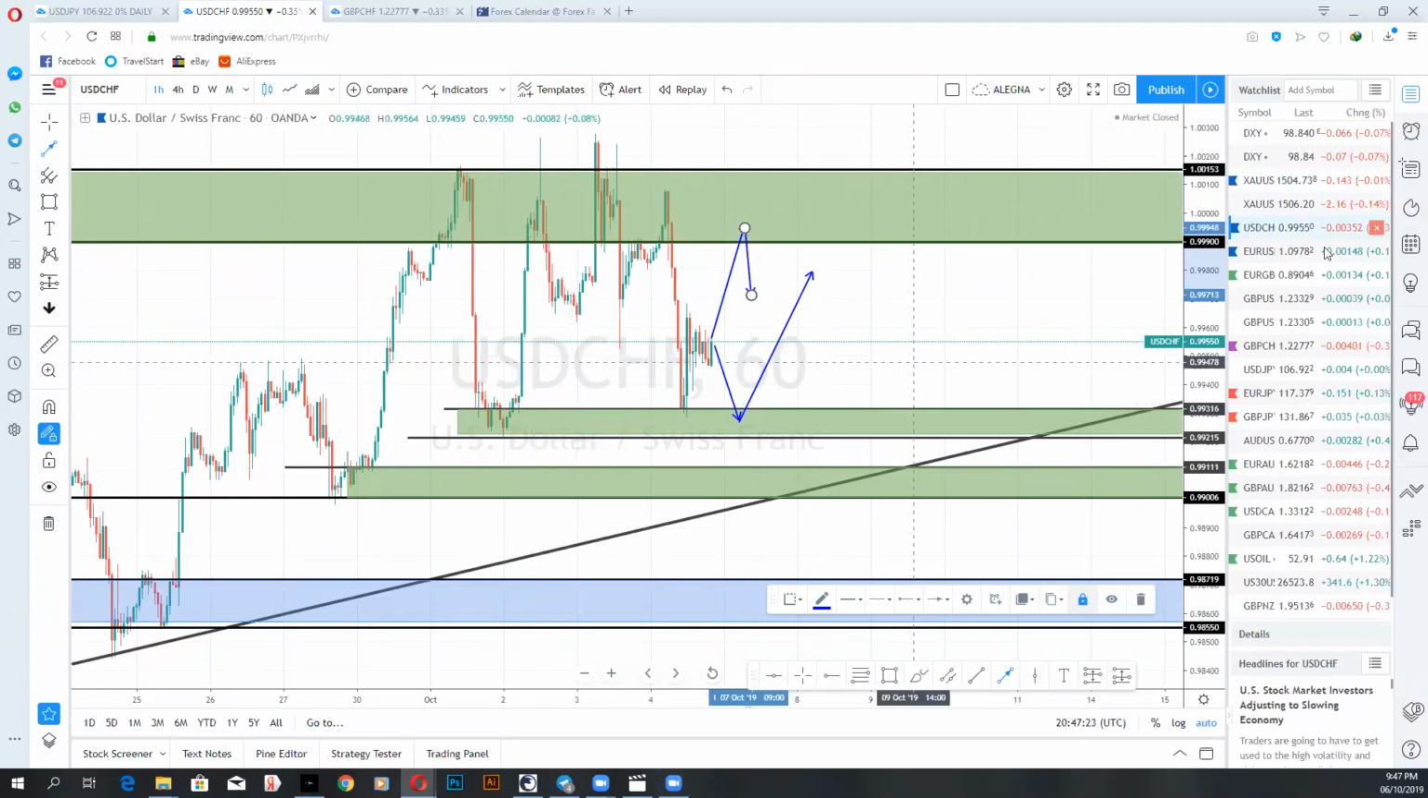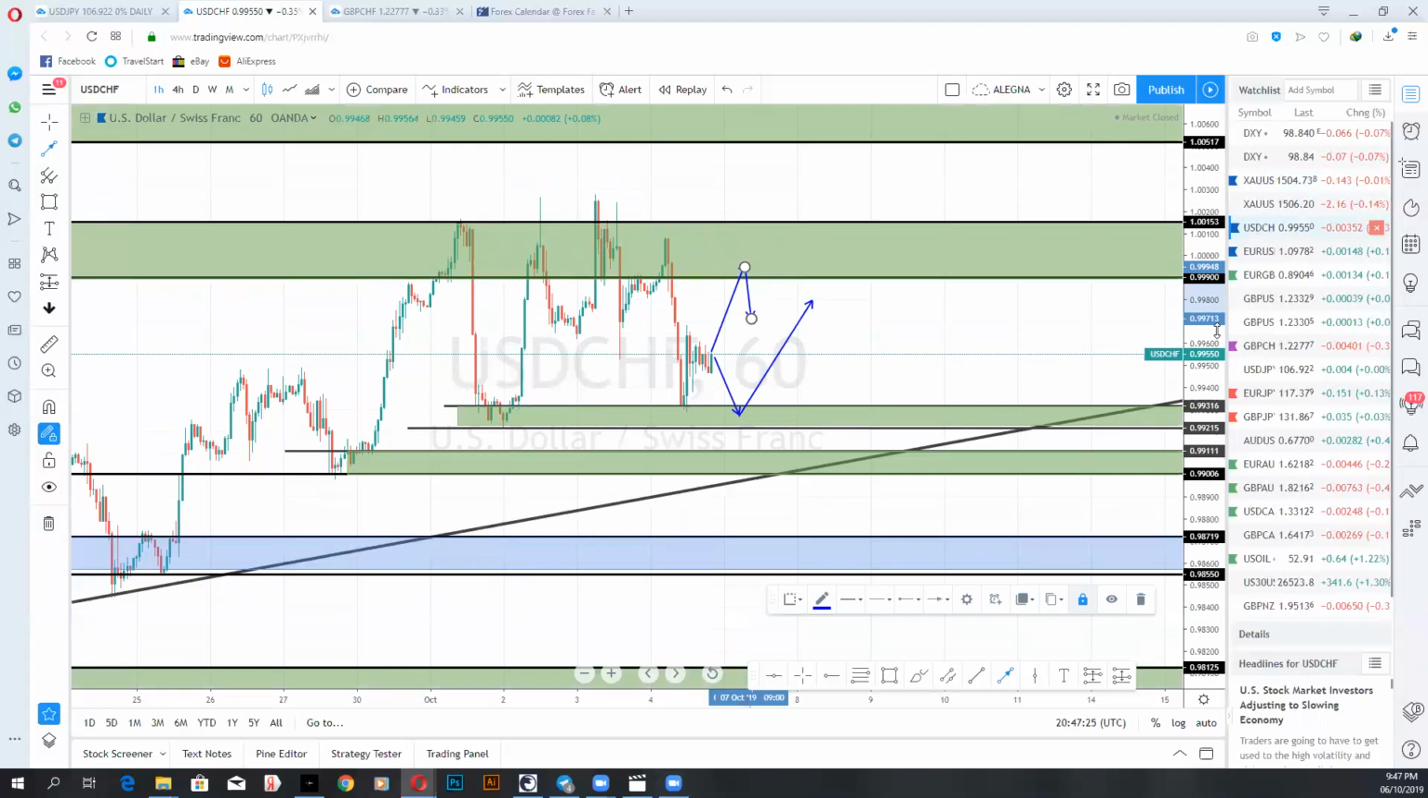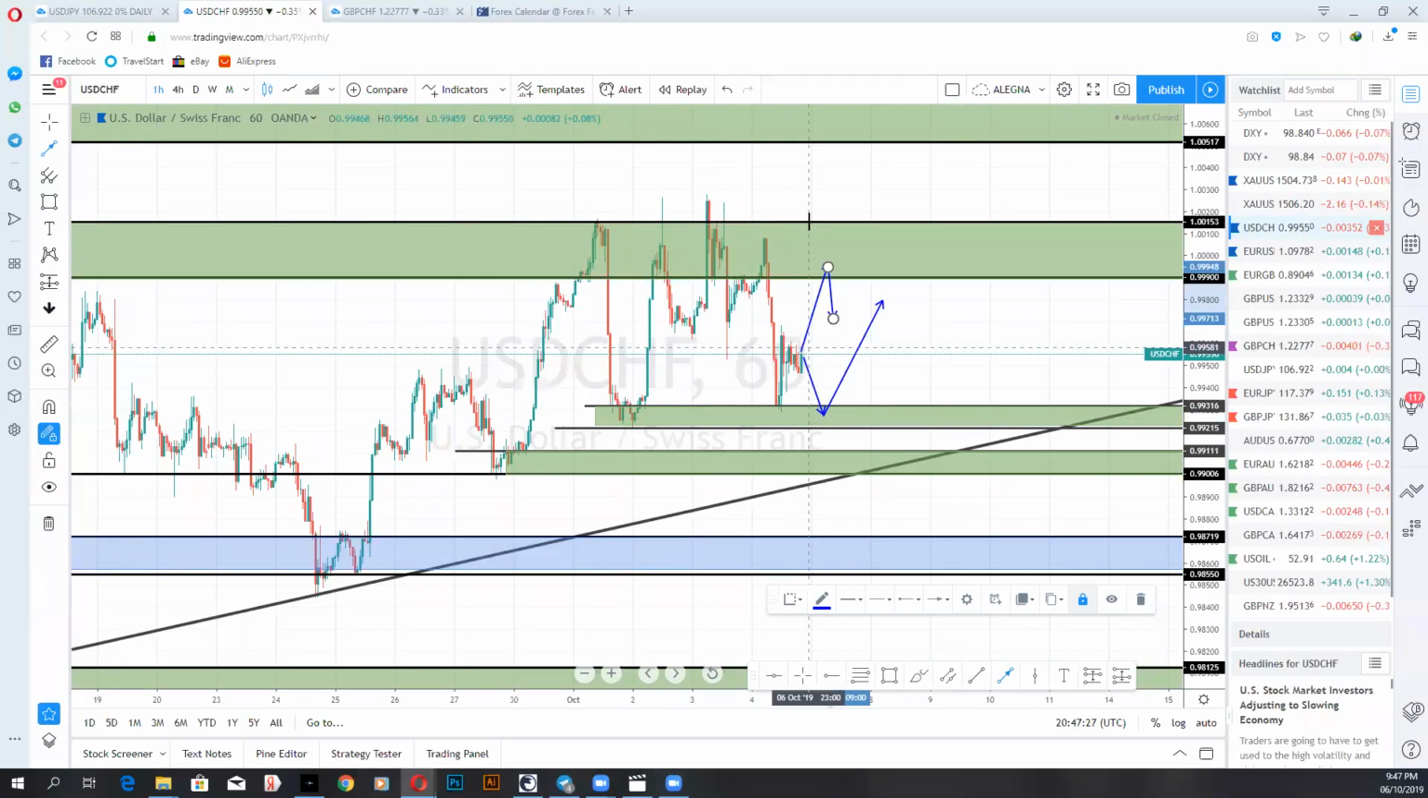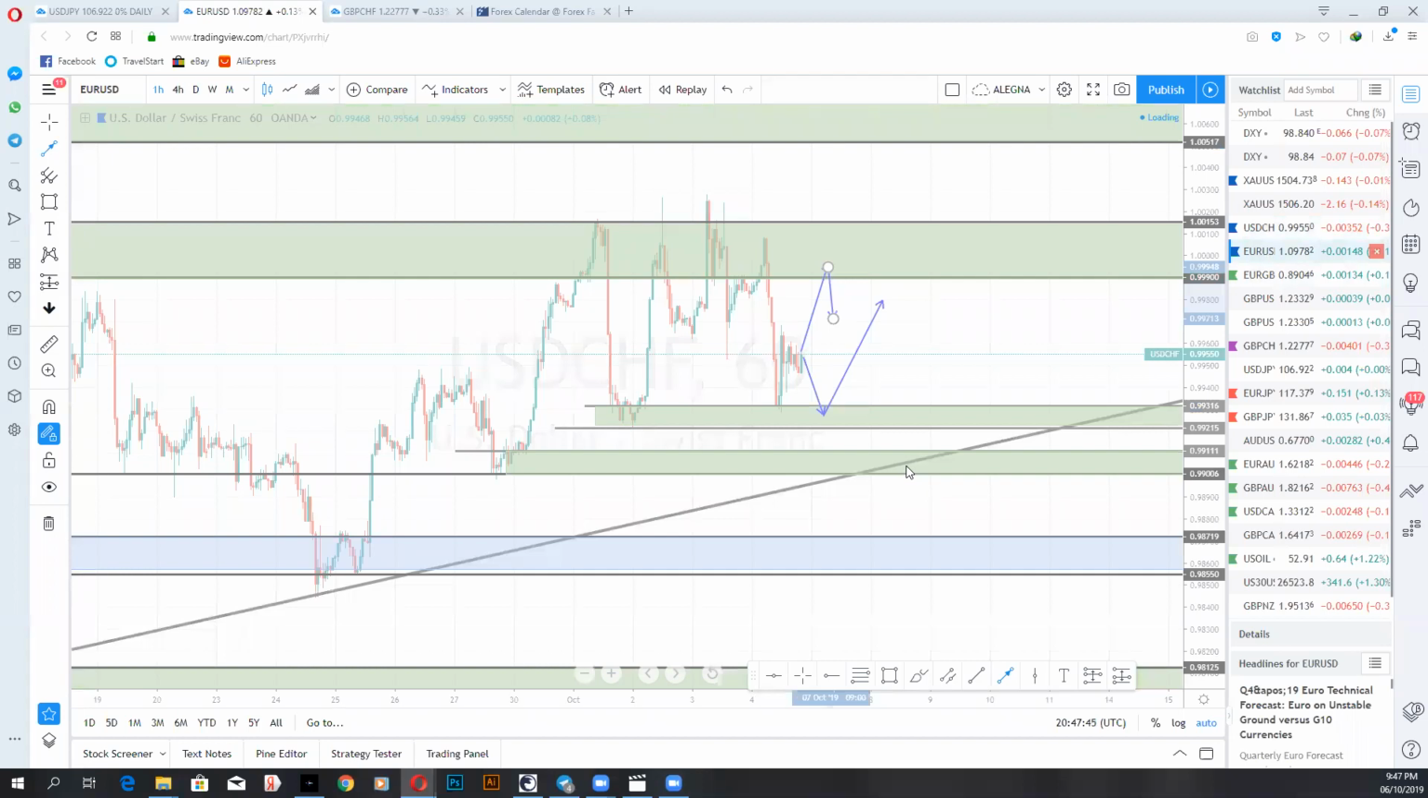But for now, if you look at it, you could see that price is in kind of a sideways movement. This is your support zone, and this is your resistance area here. So that's it for the USD. The next pair we're going to look at is the EURUSD.